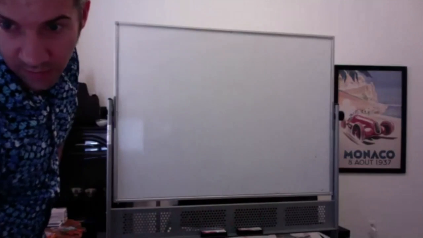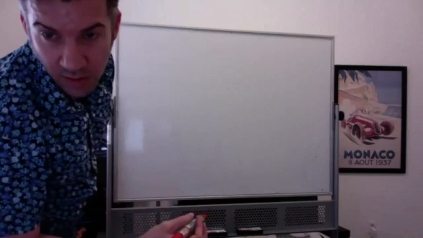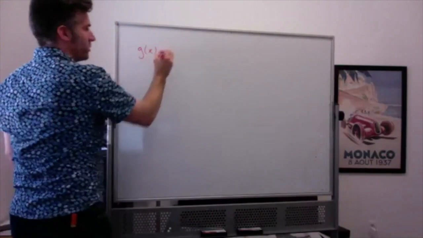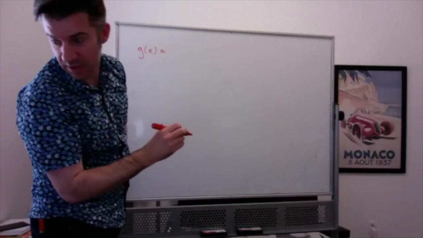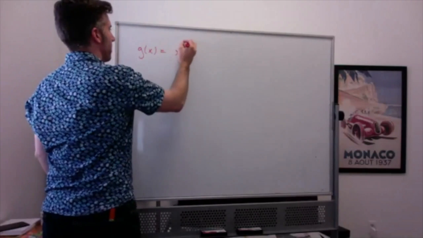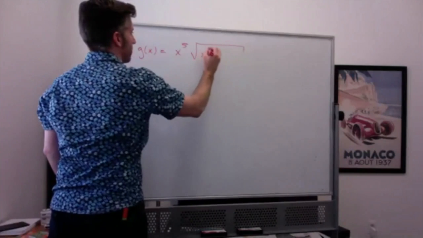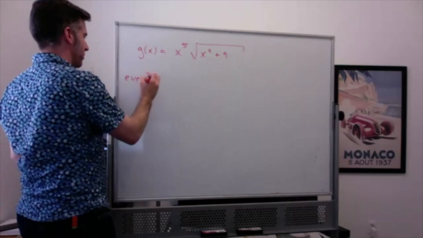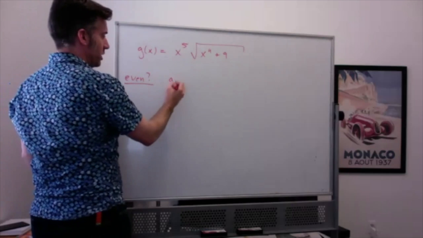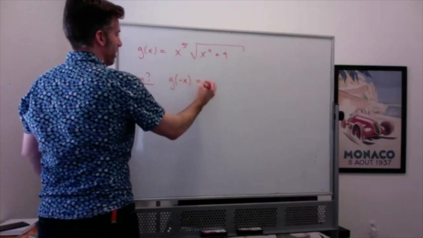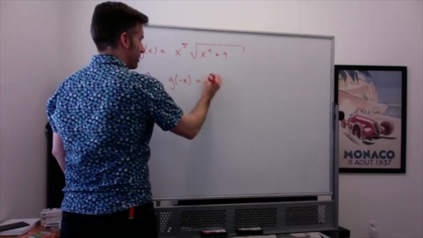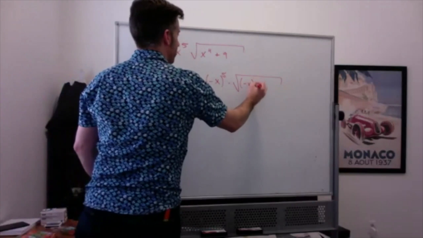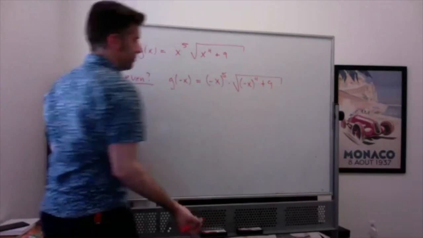So the next one I've got is, sure, g of x equal to x to the 5th times the square root of x to the 4th plus 9. So let's first ask, is it even? So I'm going to look at g of negative x and see what I get. So I get negative x to the 5th times the square root of negative x to the 4th plus 9.